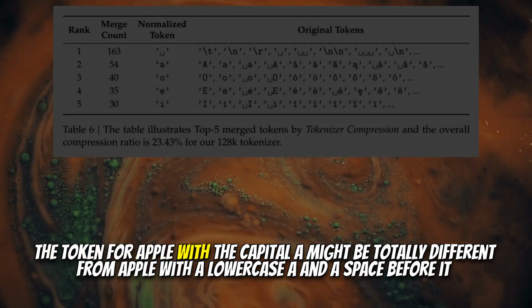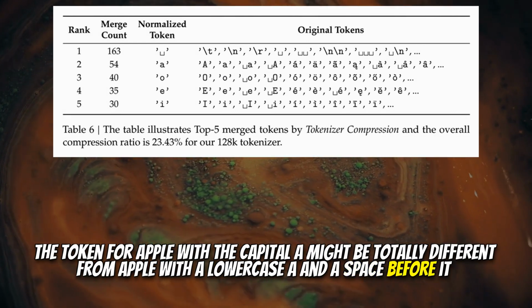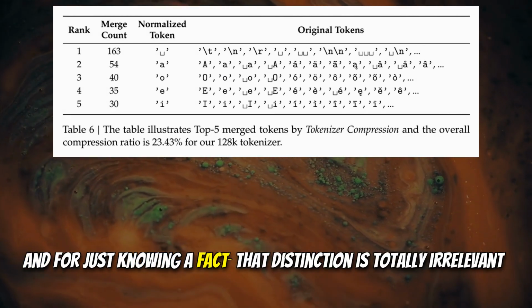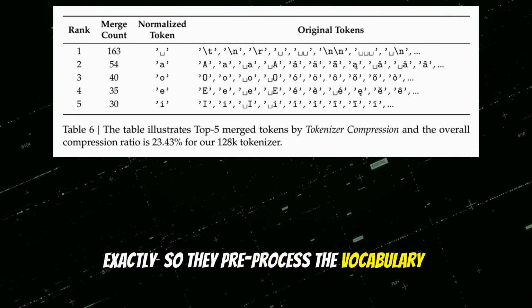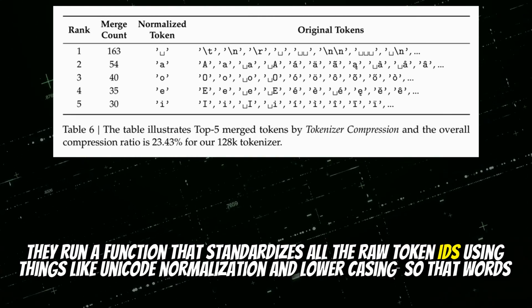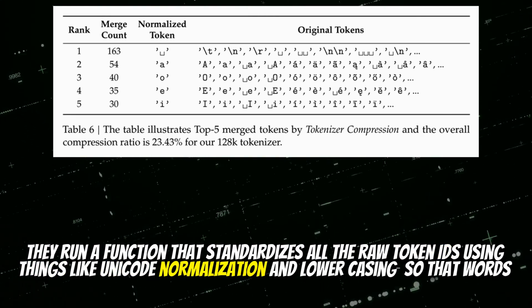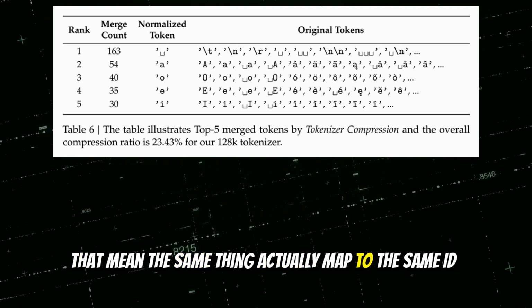The token for Apple with a capital A might be totally different from apple with a lowercase a and a space before it. Right, and for just knowing a fact, that distinction is totally irrelevant. Exactly. So they pre-process the vocabulary. They run a function that standardizes all the raw token IDs using things like Unicode normalization and lowercasing so that words that mean the same thing actually map to the same ID.